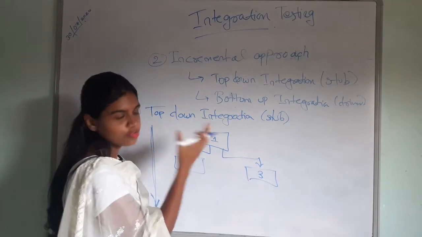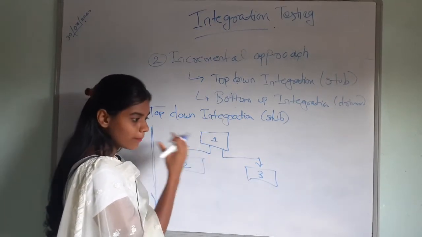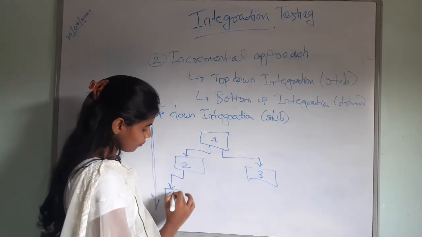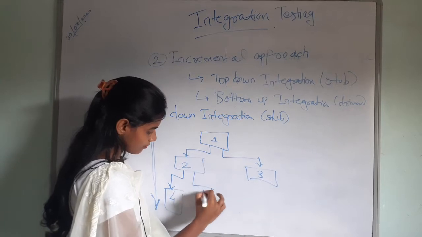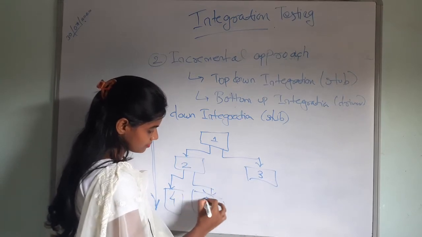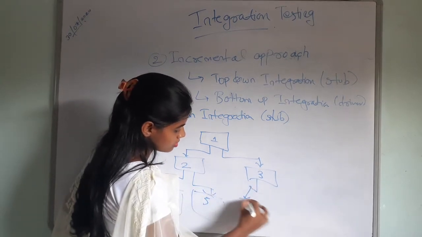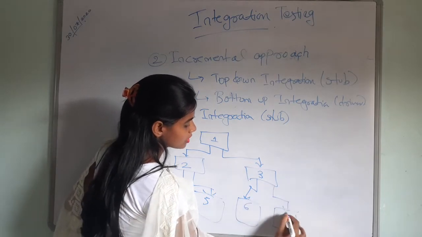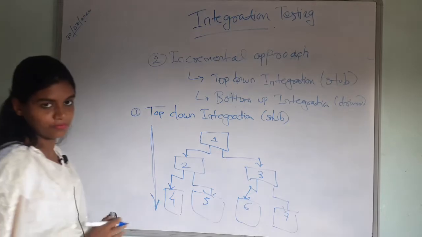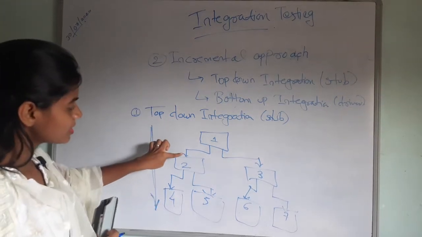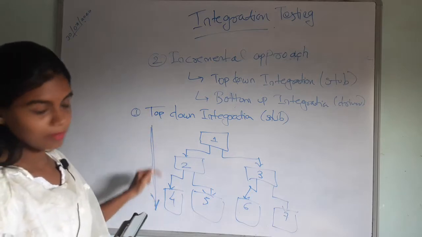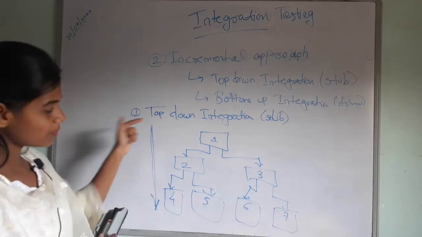It is the incremental approach. In the incremental approach, the modules are combined in a logical way. So 2 is connected to 4, 5. Okay, 3 is connected to 6, 7. In this way, all modules are connected. You can see the arrows are from top to down. So top to down means stub. In this top-down integration, stubs are used.